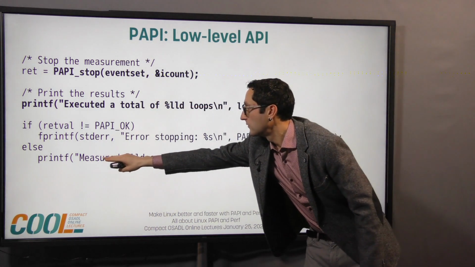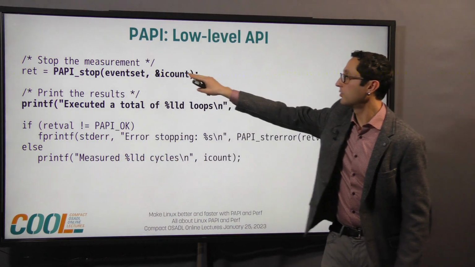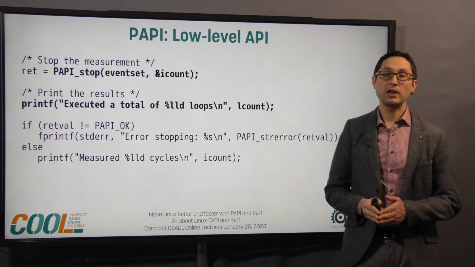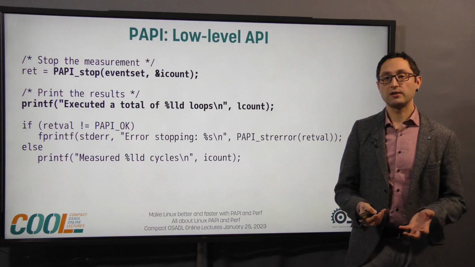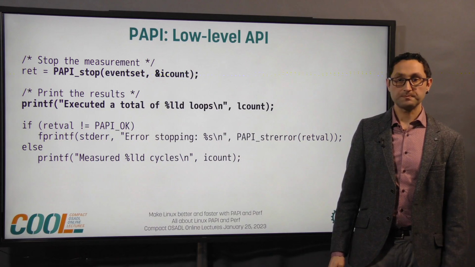And this is, in the very last line, we see how many cycles have been counted by lib PAPI. So with the lower level API, it's pretty fine-grained access, and we need to make sure that we do the reporting on our own.